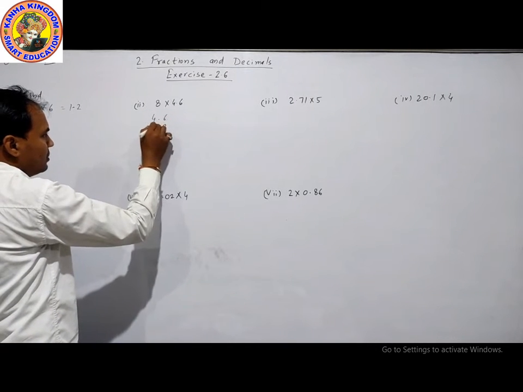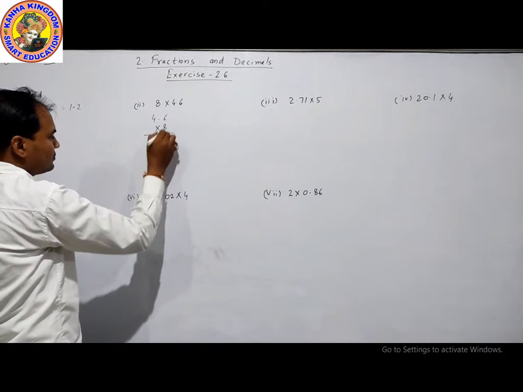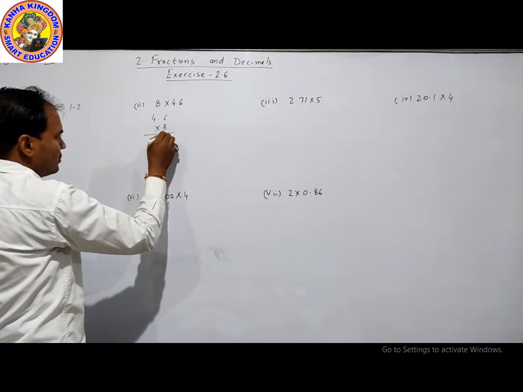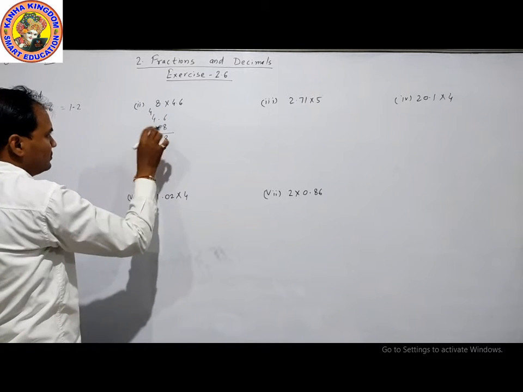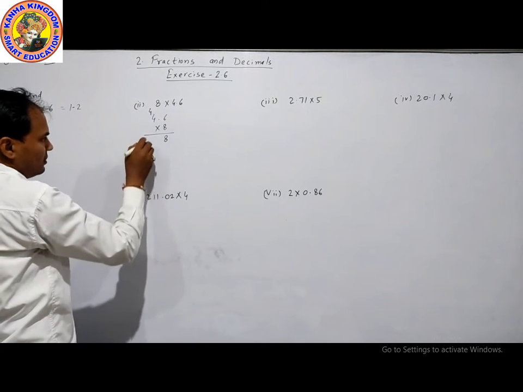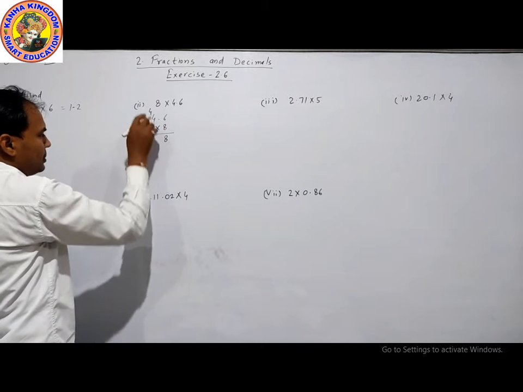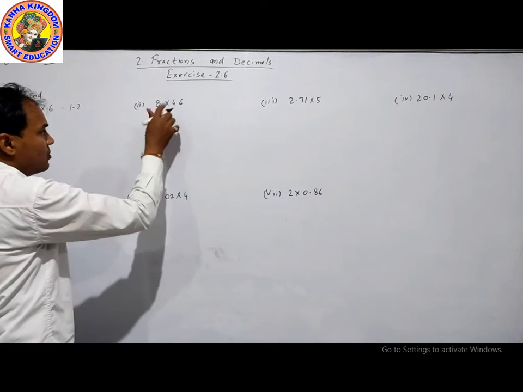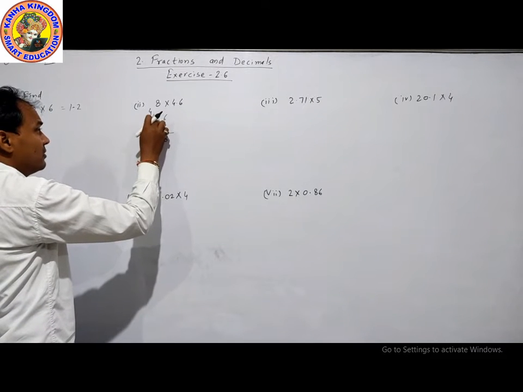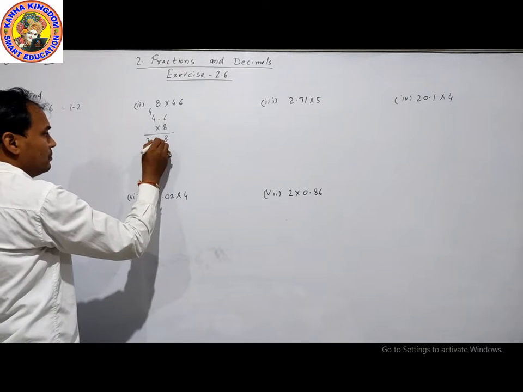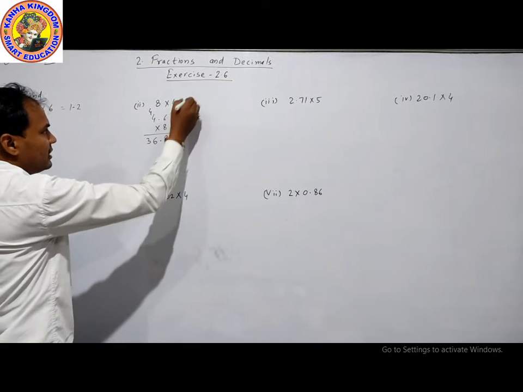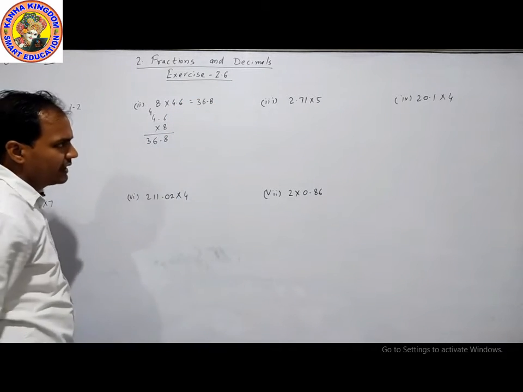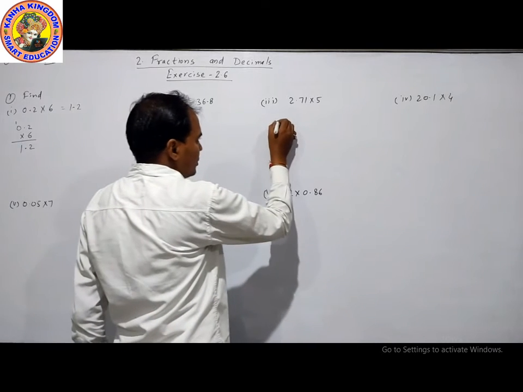Now next is 4.6 into 8. 8 into 6, 48. 8 into 4, 32. 32 plus 4, 36. Now the count of decimal places is 1, so the decimal point is placed here. The answer is 36.8. Now moving to another question.